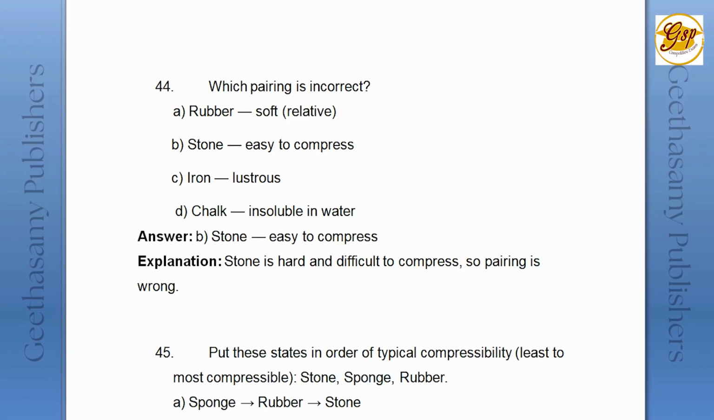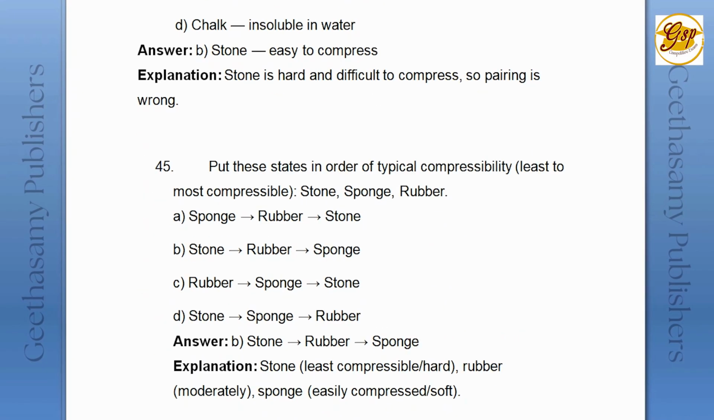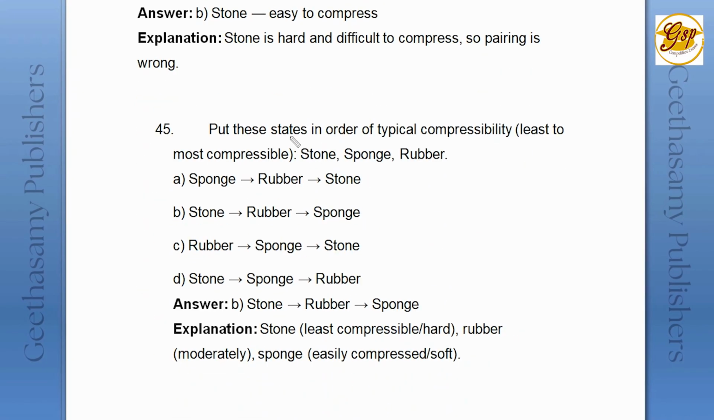44th question. Pairing incorrect. Rubber, soft, it is relative. Stone, easy to compress. Iron, lustrous. Chalk, insoluble in water. The incorrect one is stone, easy to compress. Stone is hard and difficult to compress, so the pairing is wrong. Fine.